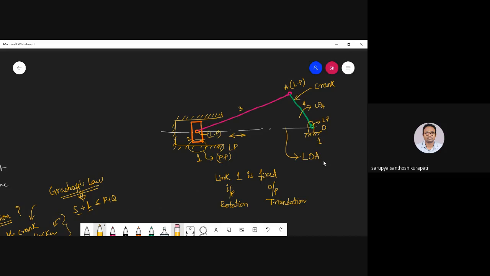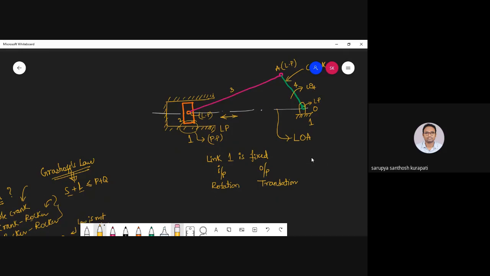In the next case, I'm going to give the input to link 2. So what is the input here now? Translation. The output I'm going to get is rotation. This is where we use reciprocating engines, like your petrol engine and diesel engine. And the case where you get output as translation is in compressors, reciprocating compressors, where you fill air for 2-wheelers, 4-wheelers, whatever it may be. So this is compressors.